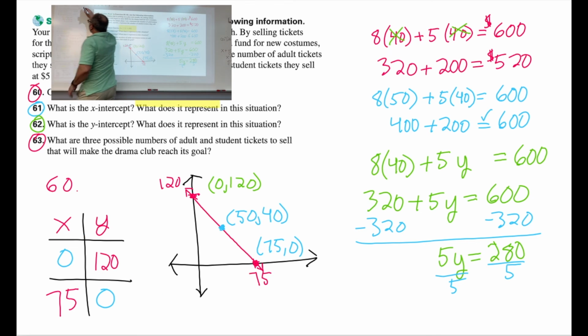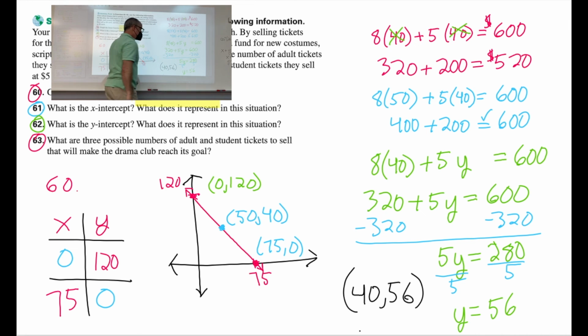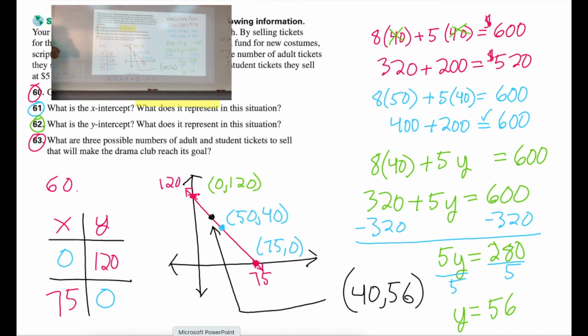You are correct. Oh wait, no, I was thinking 5 times 80 now. Yeah, this is going to be 56. 56 is correct. So what this means is, if you can get 40 adults and 56 kids to show up, that will also work. It also means the point (40, 56) is on this line and is one of the solutions.